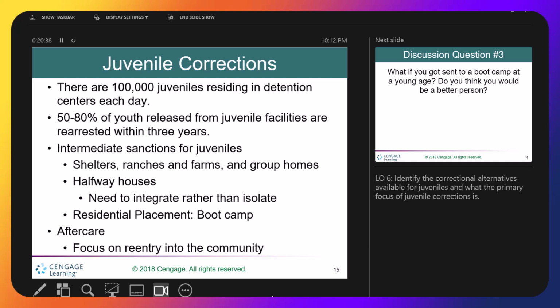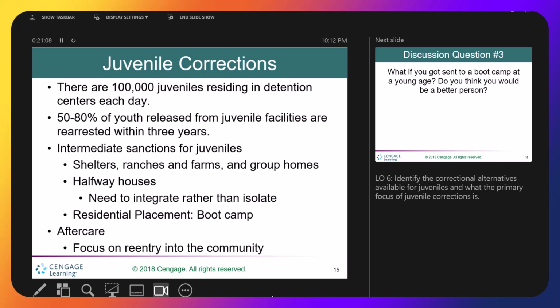So one of the things you want to look at is having intermediate sanctions for juveniles, things where you can get involved with them immediately to try to dissuade them from engaging in criminal activities. Some of the things you look at, like shelters and ranches and farms and group homes, halfway houses, they need to integrate rather than be isolated. So remember, they're young, and some of their brains are not fully developed yet. Some of them may actually be able to be salvaged and saved.